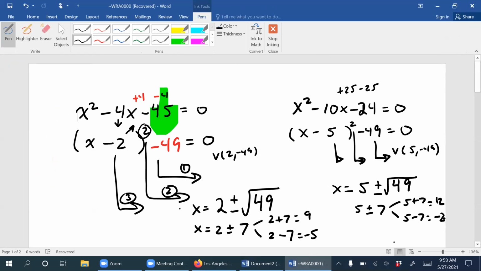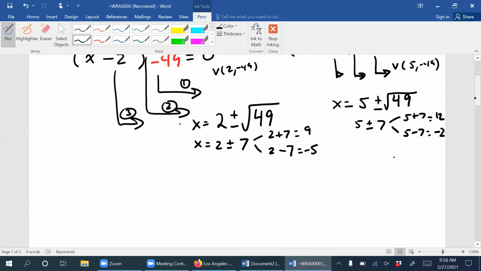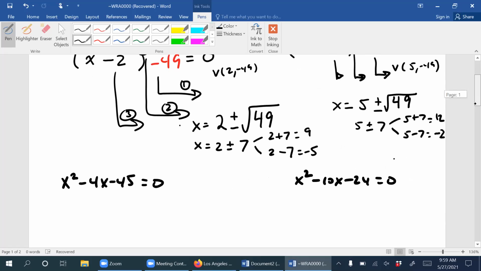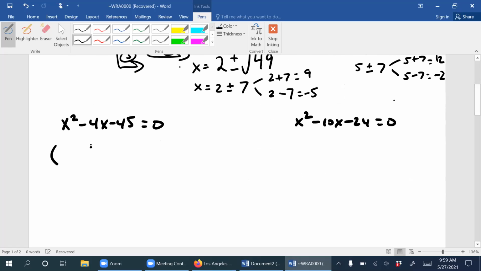Okay, so the idea here is that we can use completing the square to solve this. We could have done factoring, yes. If I wanted to factor these problems, absolutely I could have factored them. The first problem was x squared minus 4x minus 45 is equal to 0, and x squared minus 10x minus 24 is equal to 0. What are two numbers that multiply to become 45, but subtract out to become 4? What are two numbers that multiply to become 24, but subtract out to become 10?